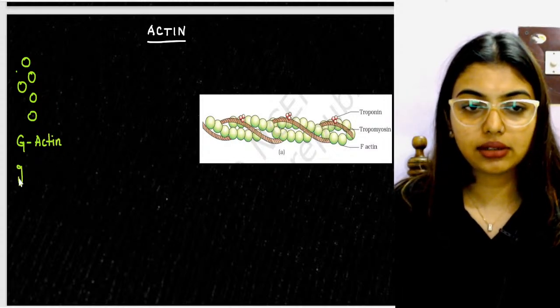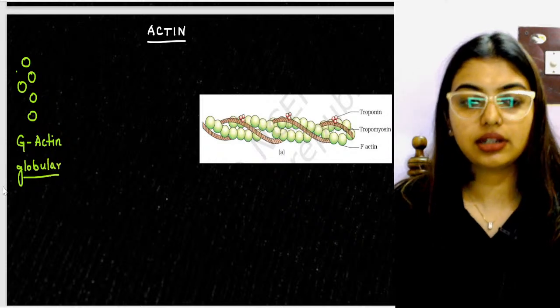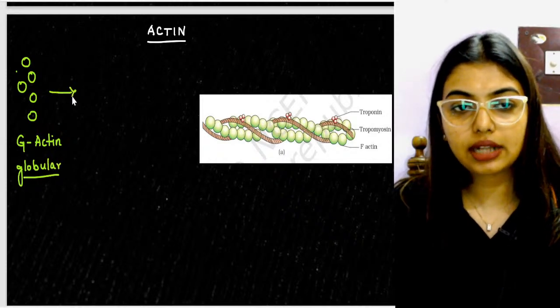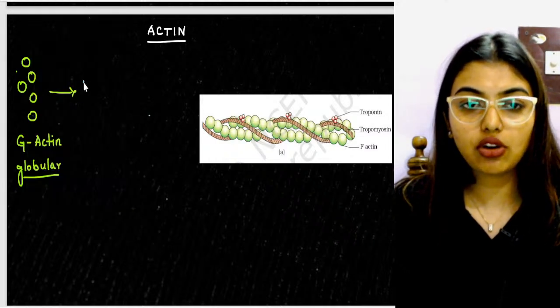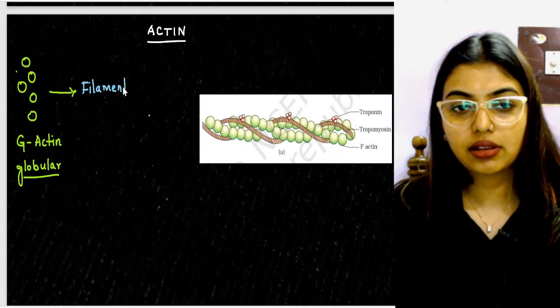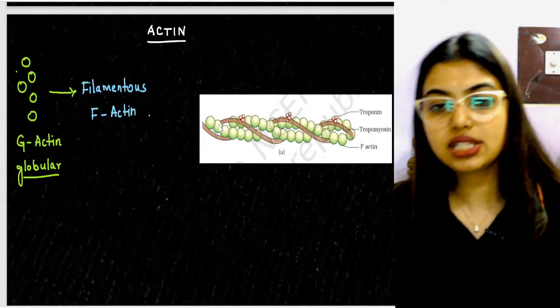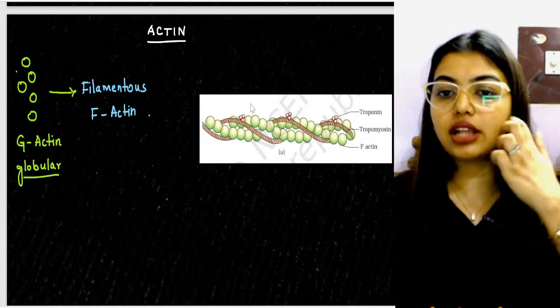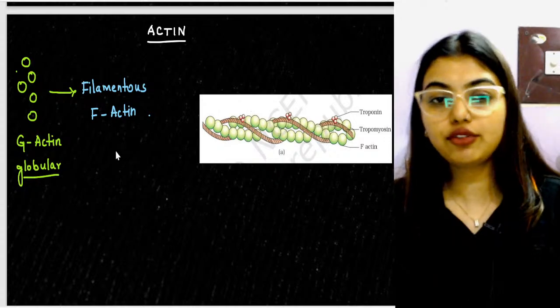Globular actin. Clear? This globular actin becomes a little filamentous and forms the F actin. In that F actin, students, troponin is going to run and tropomyosin is going to run along the entire length, and then you have troponin.